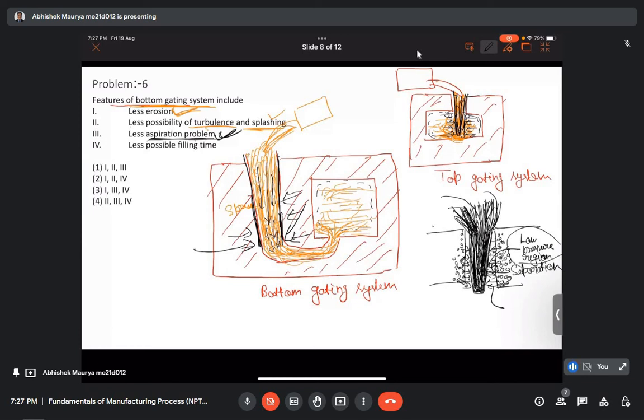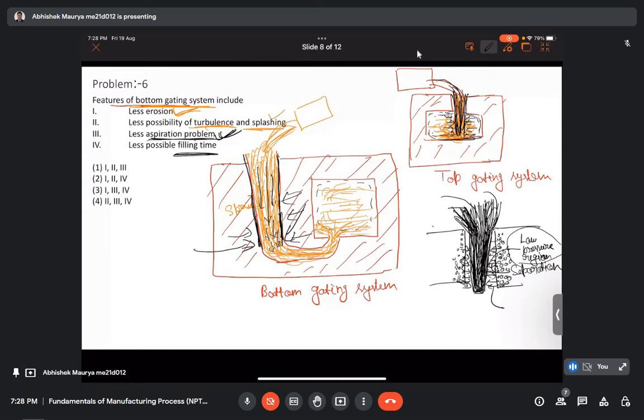Let's look at the last option, filling time. Here in the top gating system, the metal was coming directly inside the mold cavity, and since it is coming directly inside the mold cavity, that's why filling will become faster. It will take very less time to fill the mold.